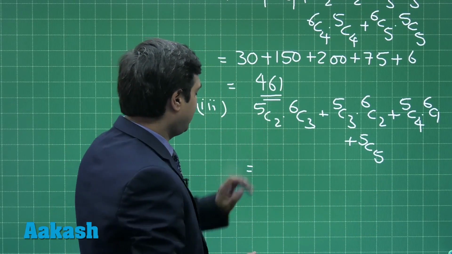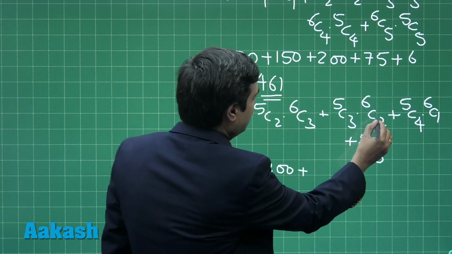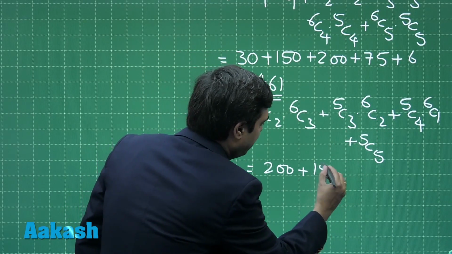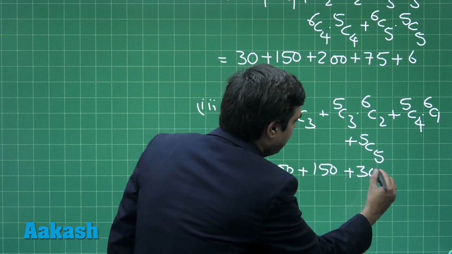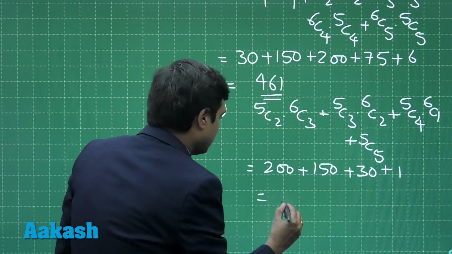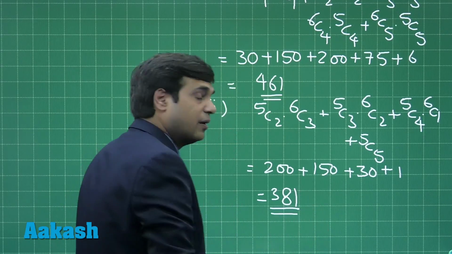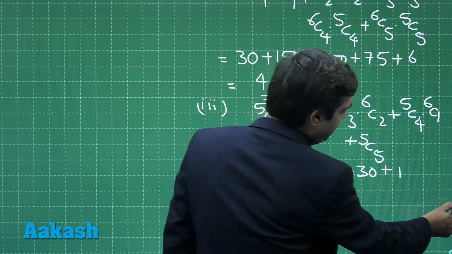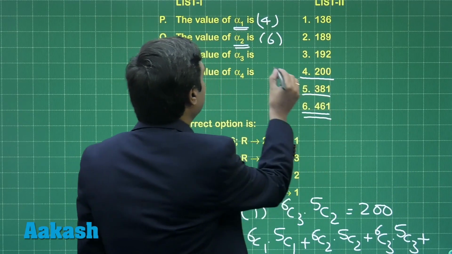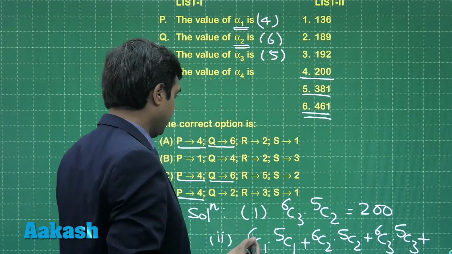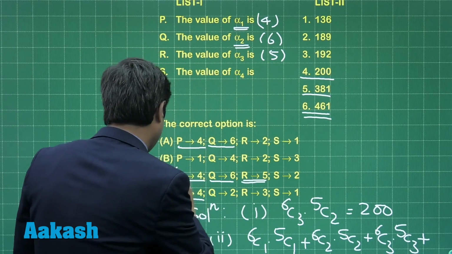Simplifying, we have 10 into 20, that is 200, plus this gives you 15 into 10, that is 150, plus 6 into 5, that is 30, plus 1. So, it is 381, right. So, the value for alpha 3 comes as 381. Looking from the options, we can see this is case 5, meaning the correct answer is concluded as C.